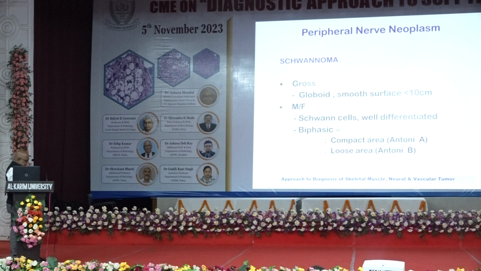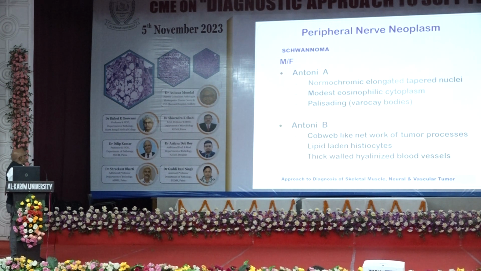Loose area, Antoni B. The Antoni A area shows normochromic, elongated, tapered nuclei with modest snowflake cytoplasm, with the Verocay bodies. This is peculiar. Most of the time you will see it in the scanner, and you will report it. Okay, benign tumor or schwannoma.